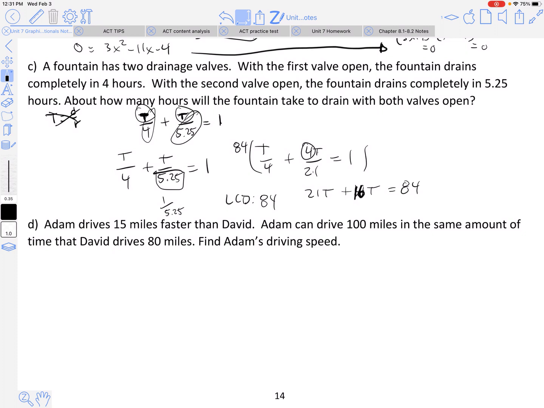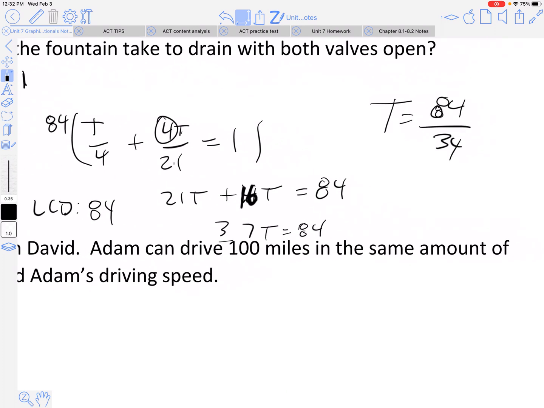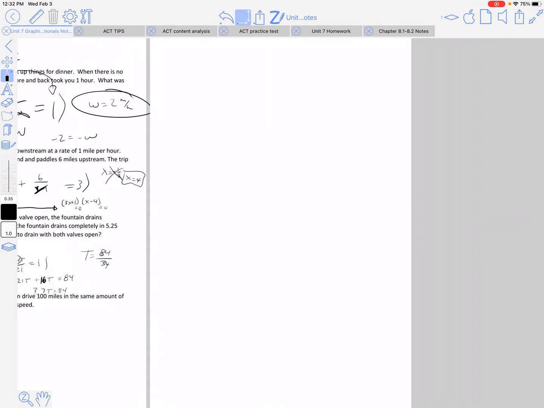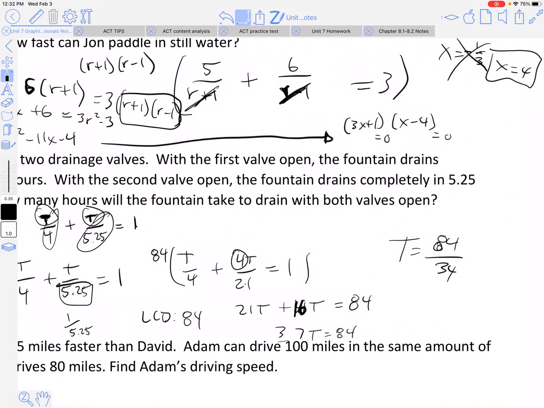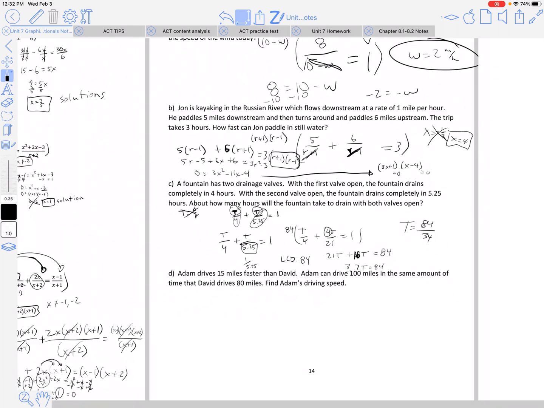All right, 21t plus 16t is 37t. Then I'm going to divide by 37, so t equals 84 over 37, which is about 2 hours, right? 74 would go about 2 something hours.